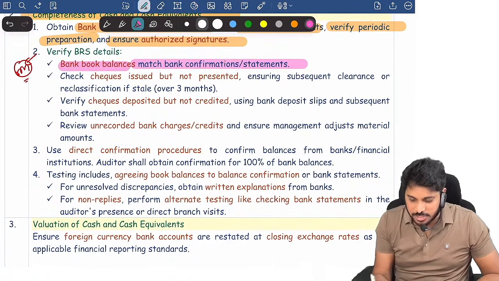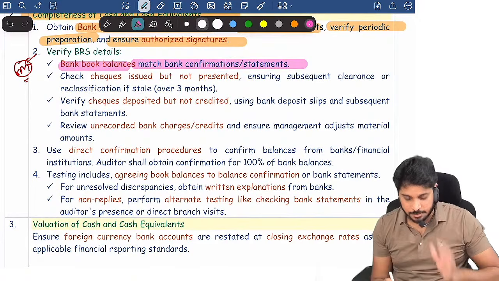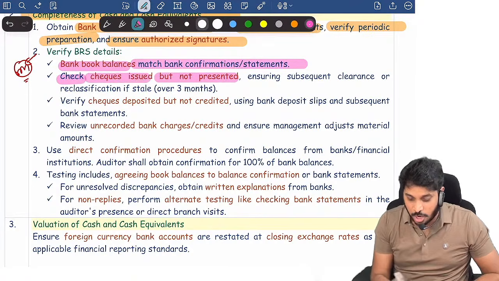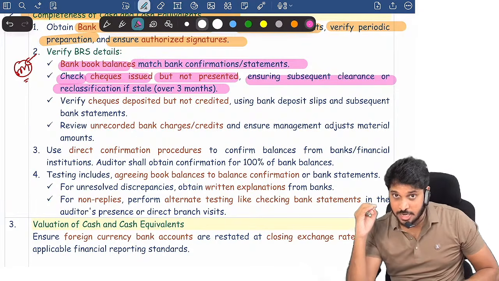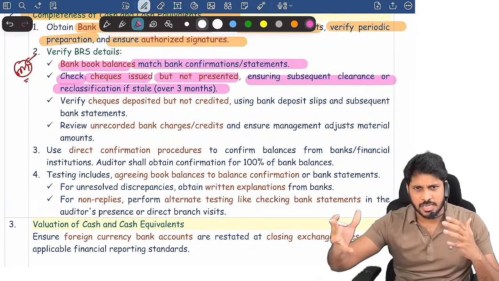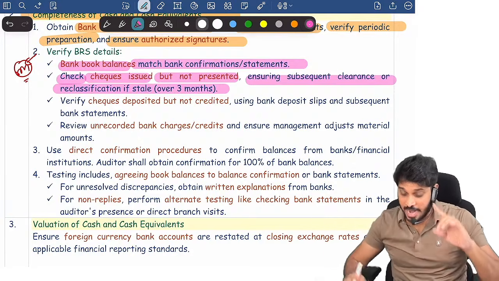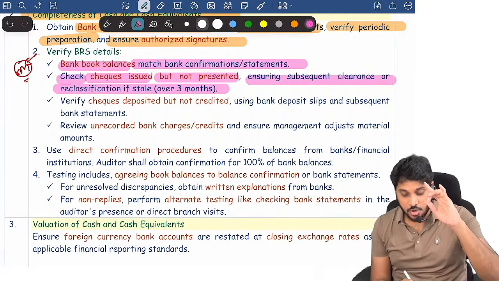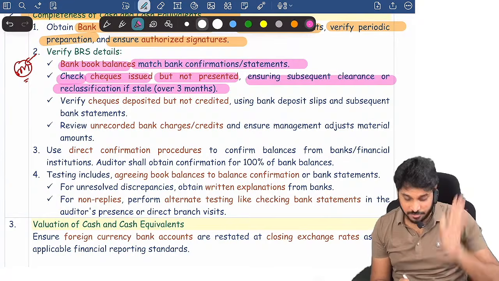Bank book balances must match bank confirmation and statements. Checks issued but not presented: ensure subsequent clearance, see that it is subsequently cleared or not. And if there is any item over more than 3 months, reclassification.